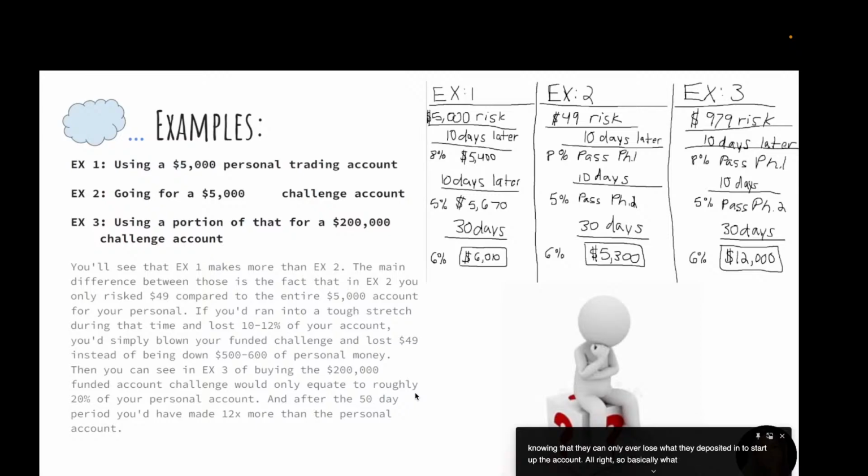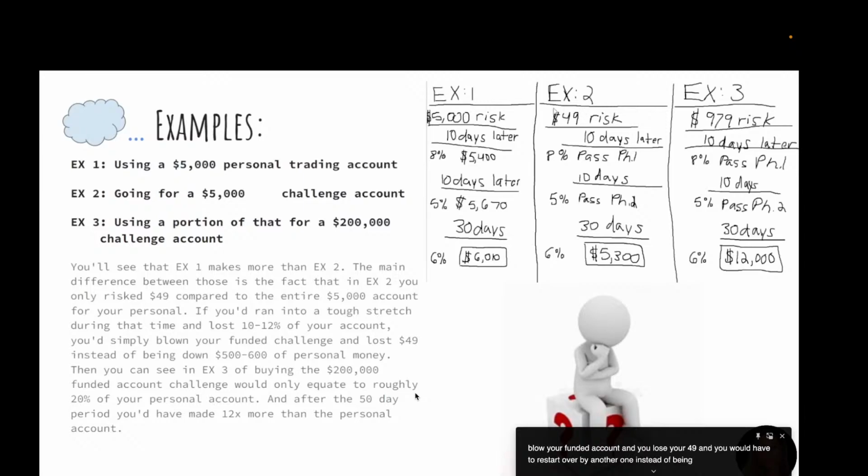All right, so basically what you'll see if you're reading through this is that example 1 makes more than example 2, which we are showing. The main difference between those, though, is that in example 2 you only risked the $49 compared to the entire $5,000 account of your personal money. So if you ran into a tough stretch and you lost like 10 to 12% of your account, which could be pretty bad, all you would do is simply blow your funded account, lose your $49, and buy another one.